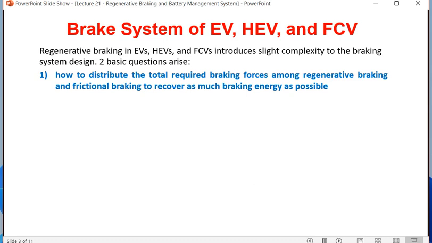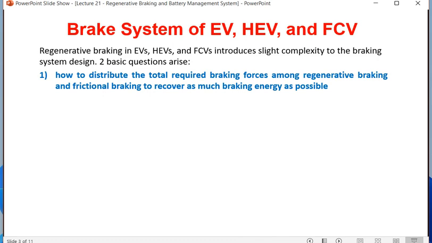So brake system of EV, HEV, FCV. HEV is the hybrid electric vehicle, FCV is the fuel cell based vehicle. This slide actually you have seen towards the end of the previous lecture. So regenerative braking in these three systems, EV, HEV and FCV, introduce a slight complexity of the braking system design. Two basic questions are there. Number one is how to distribute the total required braking forces among regenerative braking and frictional braking. So regenerative braking is actually called as electrical braking, frictional braking is actually called as mechanical braking.